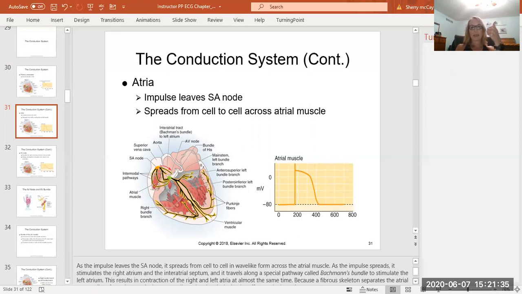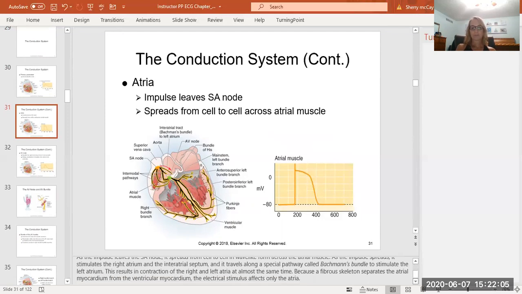Stimulated by the pacemaker in the SA node, the impulse leaves the SA node and spreads through the cells. Then it stimulates the right atrium, and then it stimulates the left atrium. This results in a contraction in the right and left atria at the same time.